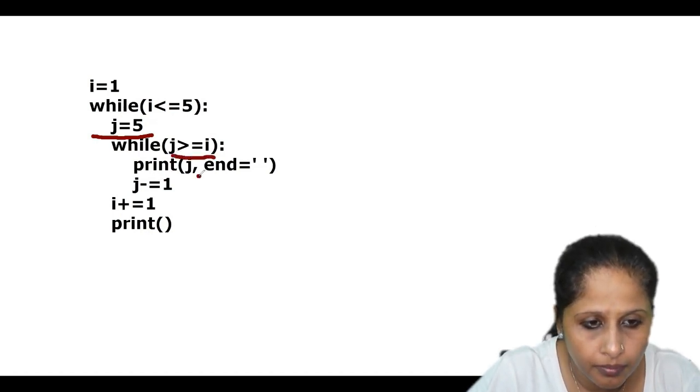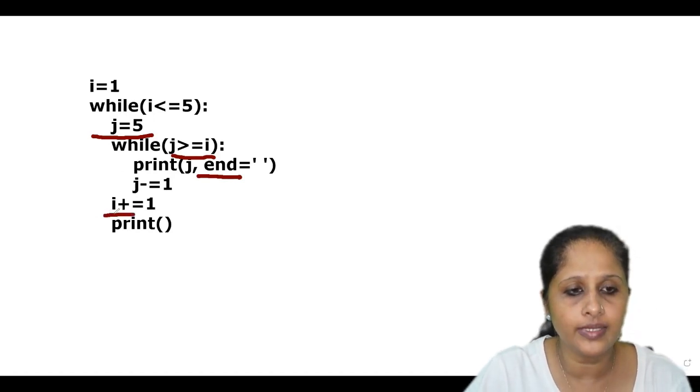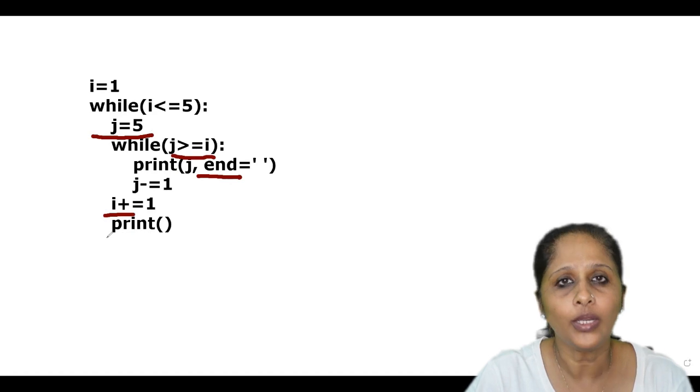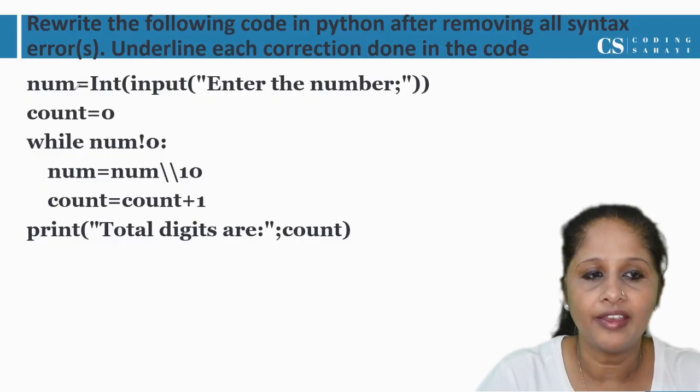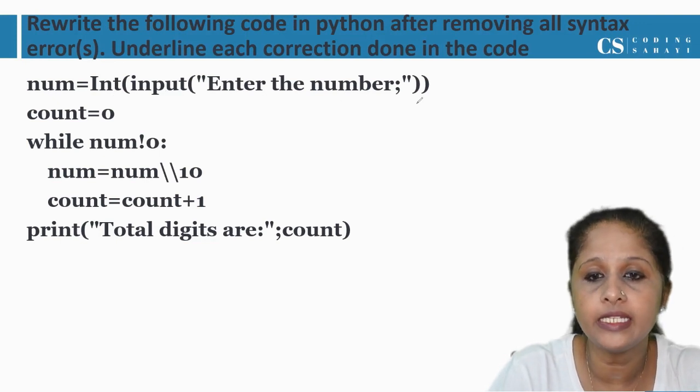Okay, here we made a change. Then here also we made a change. So these are the errors we corrected. So let's do the next question. So this is our next question. Here num = int(input("enter the number")).